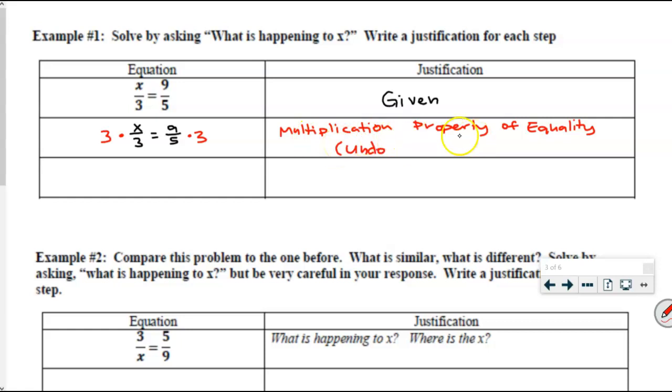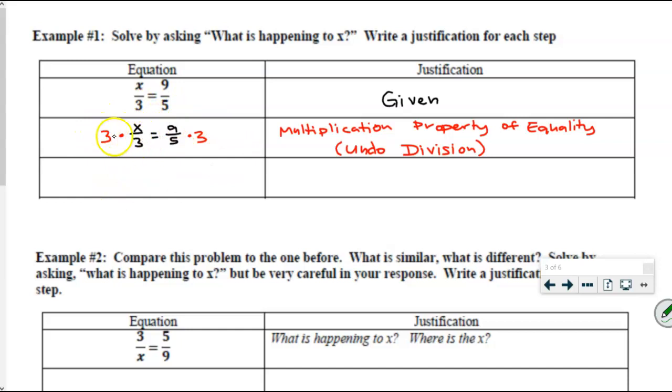I would also like to note that the reason I chose to do multiplication and needed to use the multiplication property of equality is specifically because I wanted to undo the division that was happening. So I'm going to also write that down too. I chose to do multiplication property of equality to undo division. And we have one final row, and so what I do in this row is I'm going to simplify what we did in that previous step.